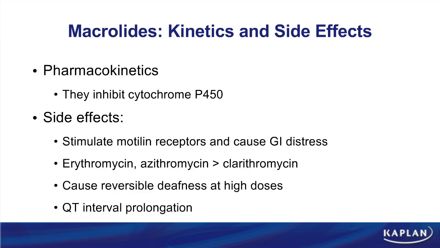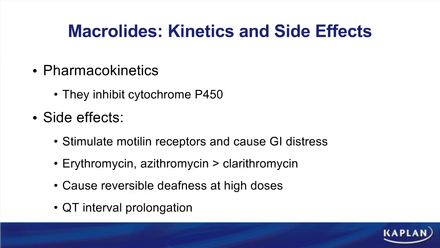When you look at the kinetics of macrolides, they are major inhibitors of cytochrome P450 enzymes. But back in general principles, we put them in alphabetical order, A, C, E, because azithromycin has the least P450 inhibitory effects, and erythromycin is the best P450 inhibitor. Clarithromycin, right in the middle, also has some P450 inhibitor effects, so watch out for drug interactions with clarithro or erythromycin.